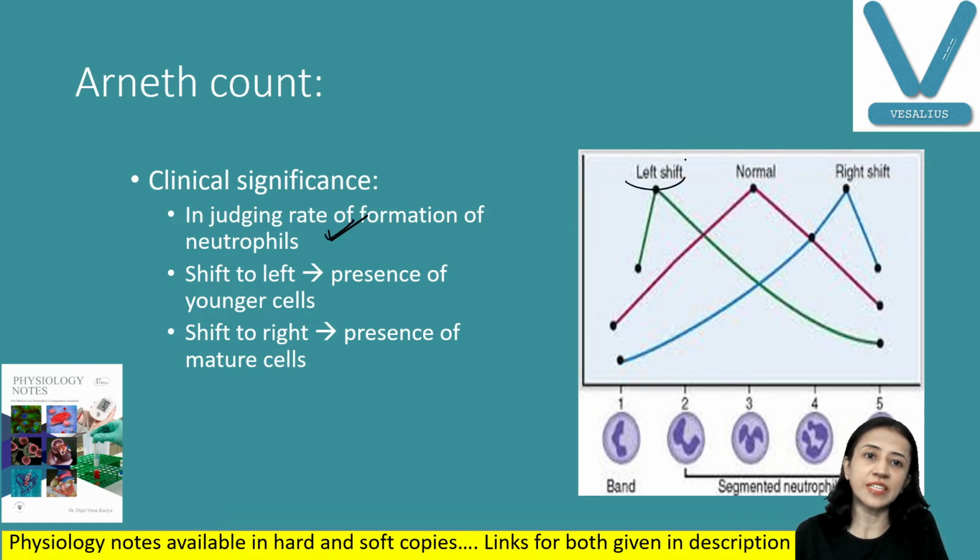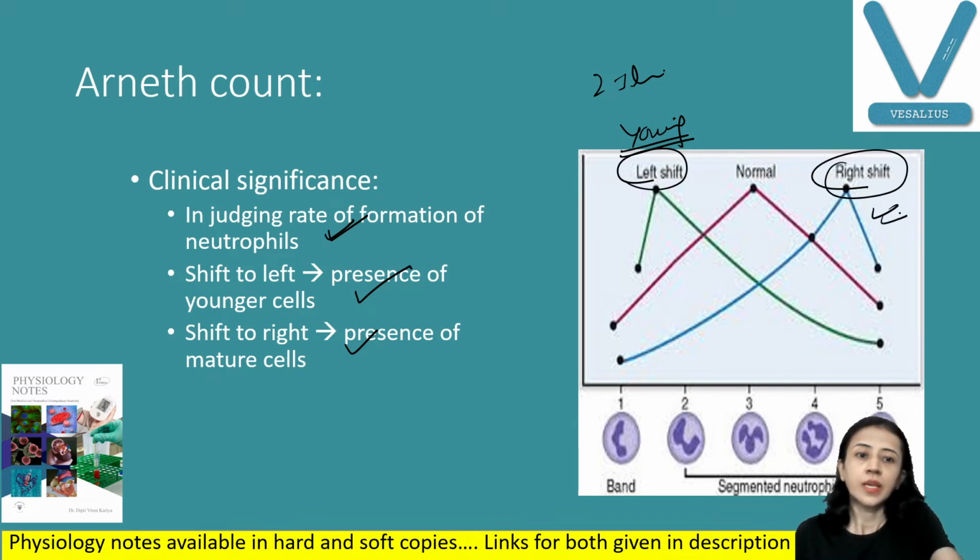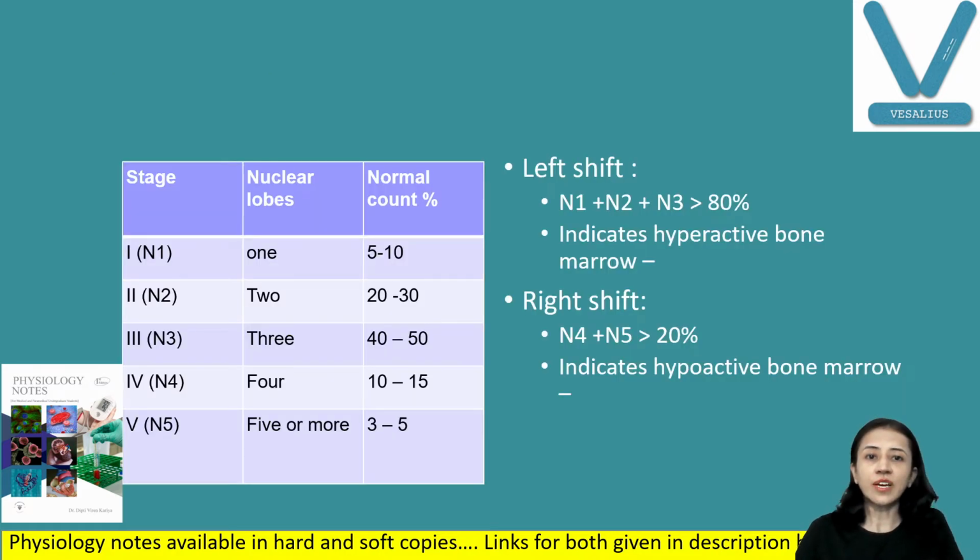You can see here, left side shift means the number of young neutrophils is increased, means the number of neutrophils with 2 or 3 lobes are increased. So there is presence of younger cells, and shift to right, there is presence of the mature cells. Now shift to left means more younger cells. You can see this is the normal percentage. You can see now 1 lobe, 2, 3, 4, 5.